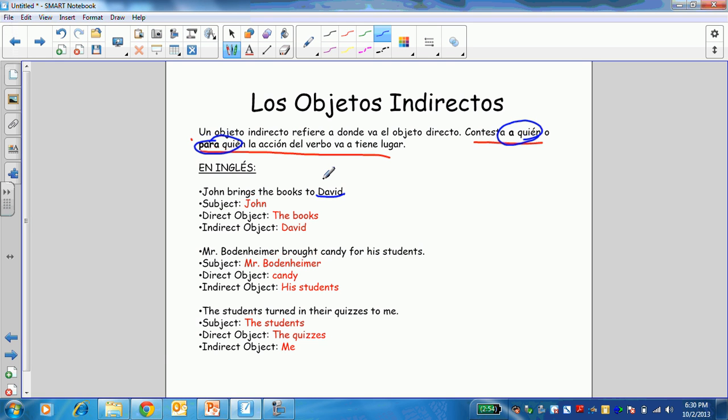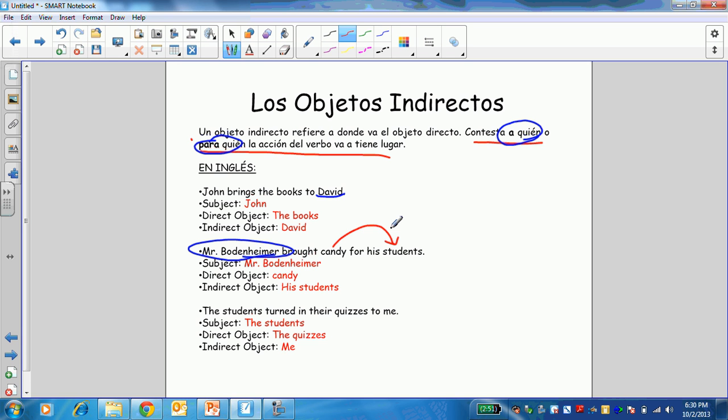Second example, Mr. Bodenheimer brought candy for his students. Mr. Bodenheimer, who's doing the bringing of the candy? Mr. Bodenheimer, he's bringing candy. Okay. The direct object is what is being brought, the candy. Okay. Now, where does the candy go? To his students. So therefore, the indirect object is the students.